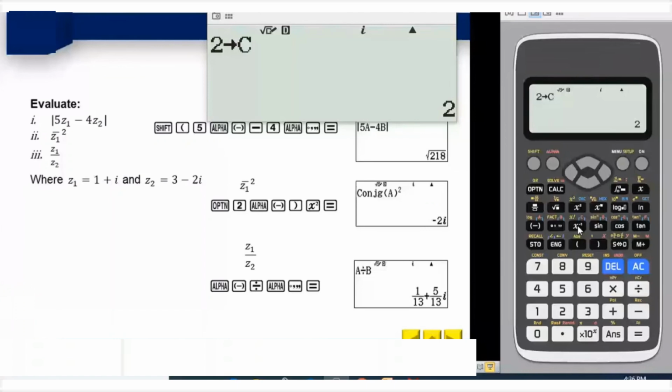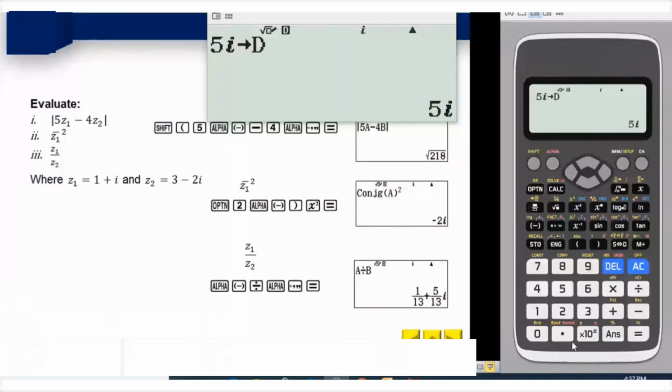Let's say I want to store the value 5 iota. So I wrote 5 iota. I pressed STO. STO is next to ENG. Here is STO. I press STO. I press D. So now D is stored as 5 iota.